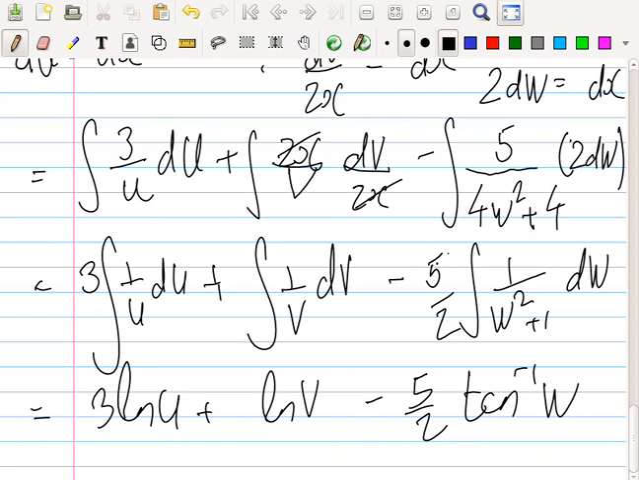Now, because it's a log, I'll simplify. What can I do with this 3? Cancel. To power.